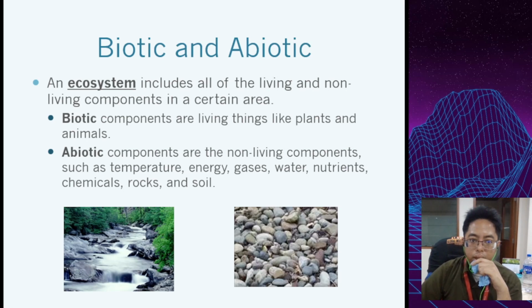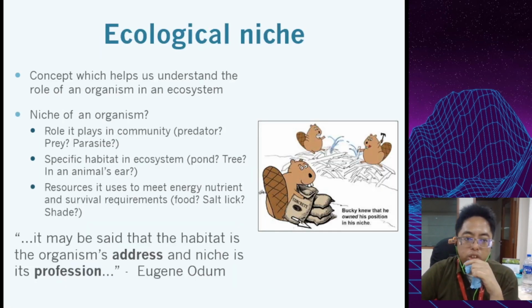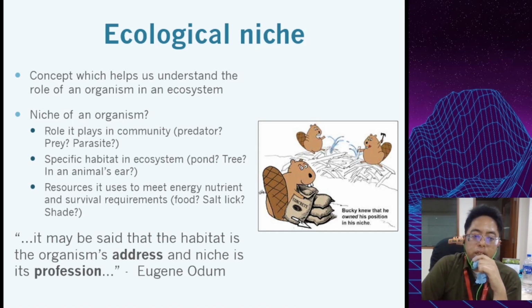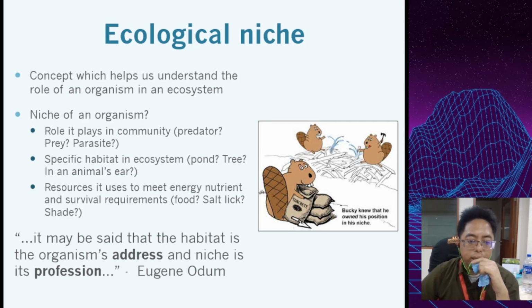So in an ecosystem, there are all of the living and non-living components in a certain area. So you have either biotic, the living part, or abiotic, which are the non-living parts. Okay, so niche is the role that is played by an organism in a certain ecosystem. Are they prey? Are they parasite? What are their habitats? And what are the resources that it uses? For example, for food, for nutrients. So according to Eugene Odum, it may be said that habitat is an organism's address and niche is its profession.